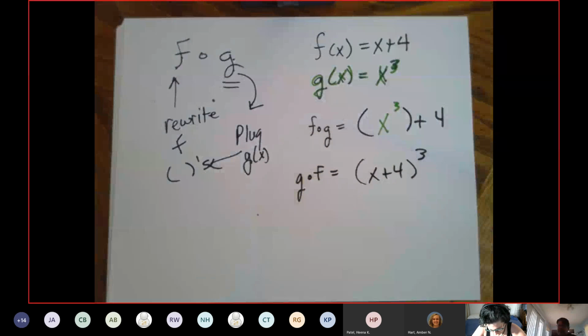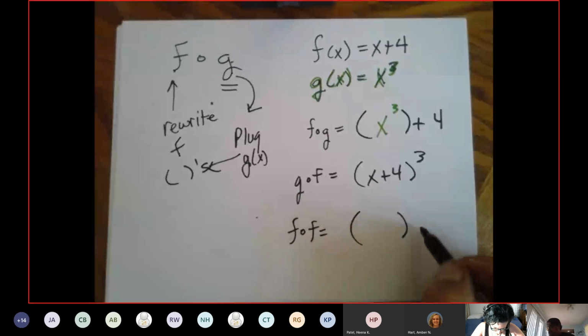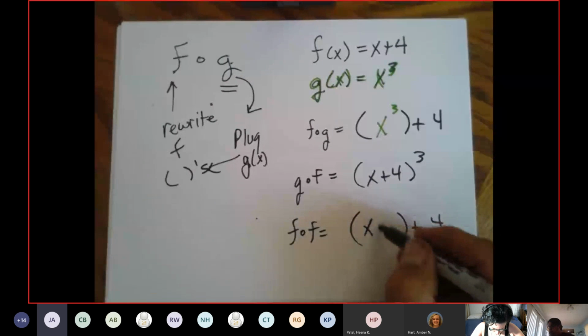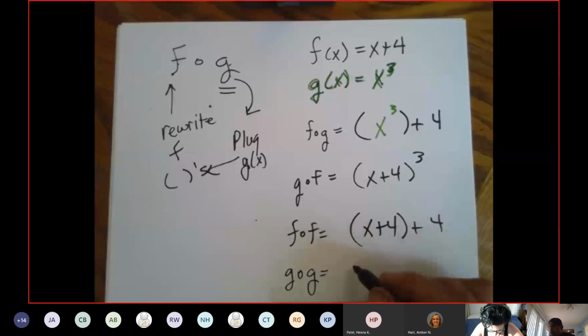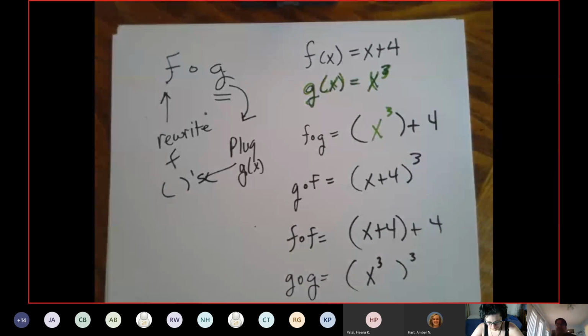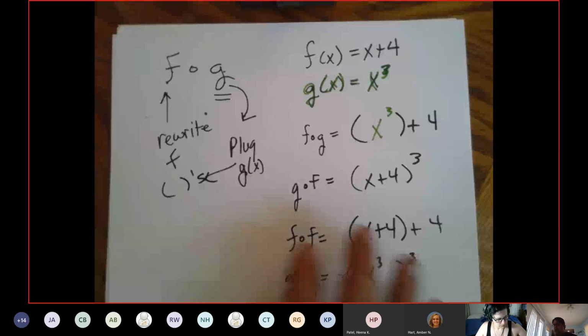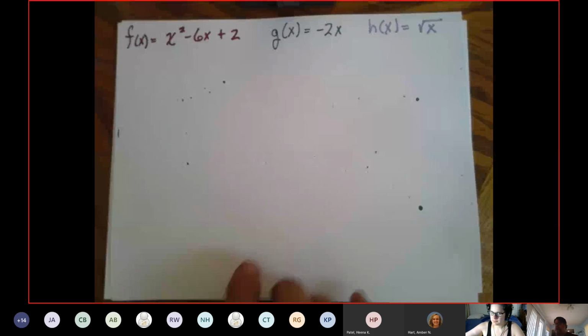Good. If I want to do f composed of f, I draw f with a big set of parentheses, and I plug in what? F. X plus 4. If I want to do g composed of g, I draw g with a big set of parentheses, and I plug in g. That's all composition is. But you'd be surprised how many people try to explain composition of functions, and students walk out of the room lobotomized. There you go. Here's your test question right there.